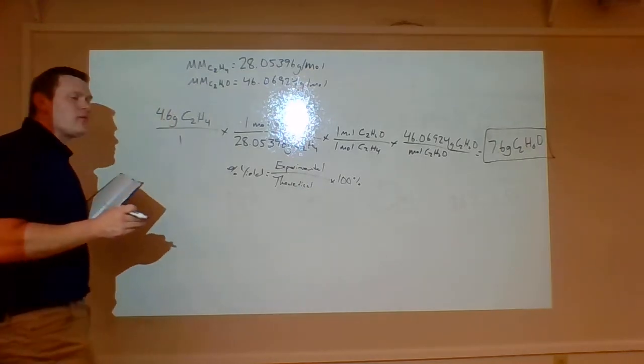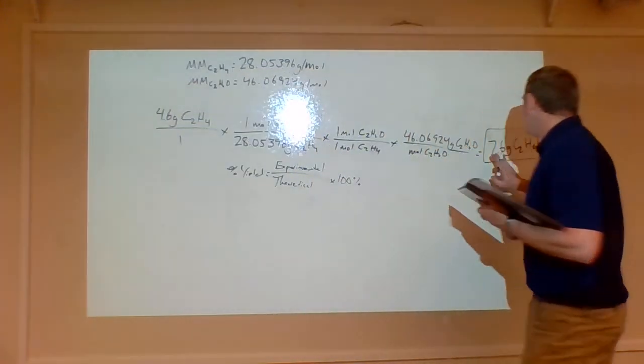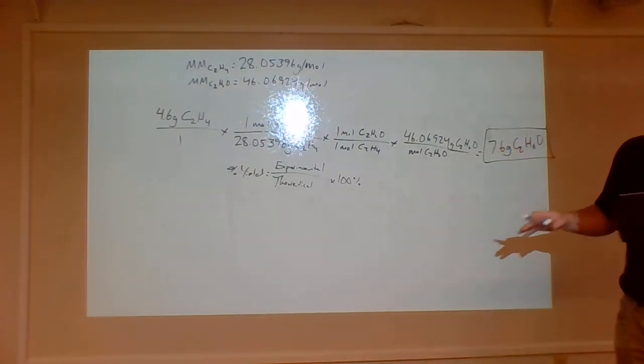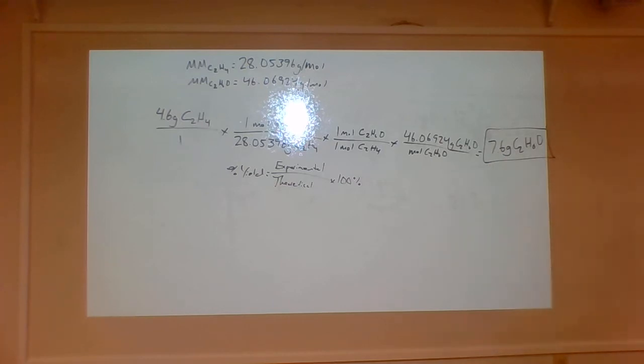The theoretical yield is the calculated amount that we expect to produce based on our starting material. So that's calculated here as 7.6 grams. The experimental yield is the amount that we actually produce, so that was given to us in the problem.